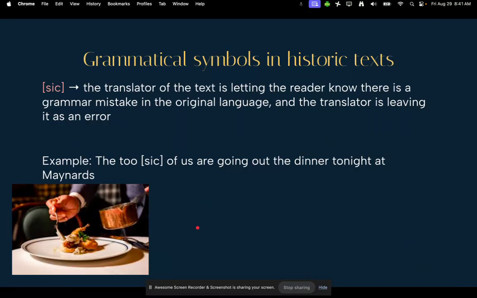All right, now let's talk about some grammatical symbols in historical texts. So, if we ever read a historical text that has these brackets with [sic] in them, that means the translator of the text is letting the reader know that there is a grammar mistake in the original language and the translator is leaving it as an error. So, for example, if I said, the two [sic] of us are going out to dinner tonight at Maynard's. That's the wrong kind of two, but the translator wanted to leave the grammatical error. So that's why they put the [sic] in brackets, just to let the reader know, hey, I know this is the wrong two, but I'm going to leave it because that's how I translated it.